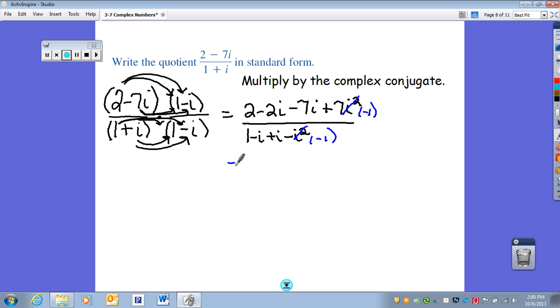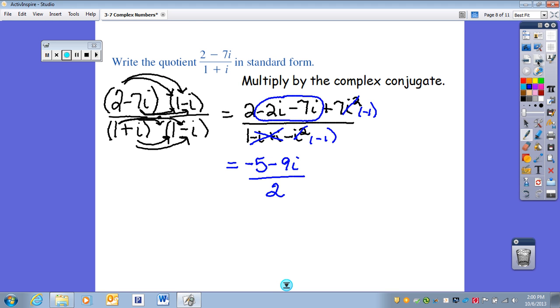So let's simplify the top. We have 2, and then 7 times negative 1 is negative 7. So 2 plus negative 7 would give me negative 5. And then combining negative 2i and negative 7i together, we have negative 9i. In the denominator, we have the i and the negative i, which have a sum of 0. And then negative and a negative would make that plus 1. So we have 1 plus 1, which would be 2. So that is the quotient written in standard form, where we've eliminated the i in the denominator of the fraction.